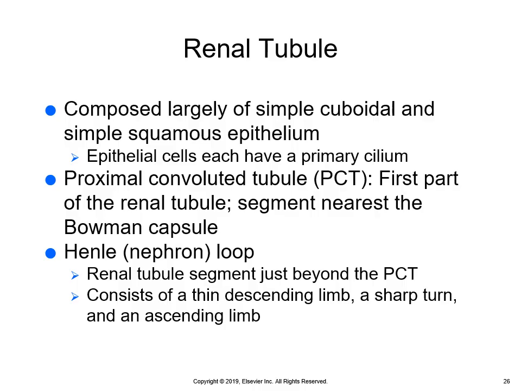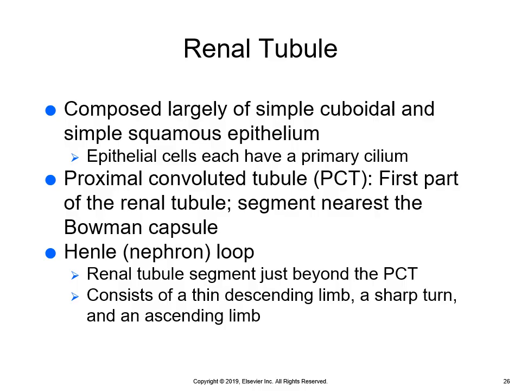In terms of the distal convoluted tubule and the collecting ducts, this is the final part of the renal tubule before the urine leaves the nephron. So it helps basically fine-tune the pH levels, the sodium, and also the potassium balance under the control of hormones like ADH and aldosterone. And ADH is an anti-diuretic hormone.